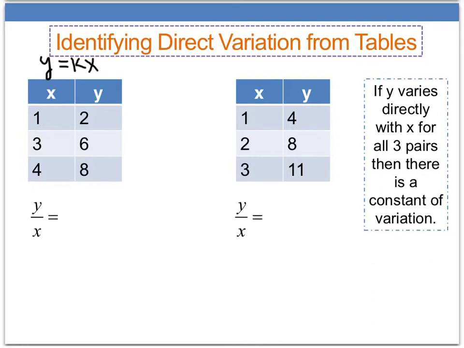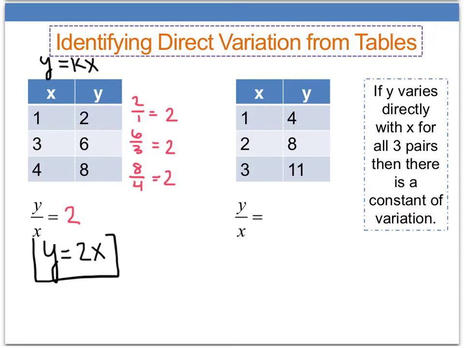So what we're going to do is write the ratio of y over x to see if it's constant. For this first row here, y over x gives me 2 over 1, which is 2. The second row here I get 6 over 3, which also reduces to 2. And this third row I get 8 over 4, which also reduces to 2. So y over x is 2 for all of these, which means I can represent this table of values as the direct variation function y equals 2x. So this function here will represent this table of values.